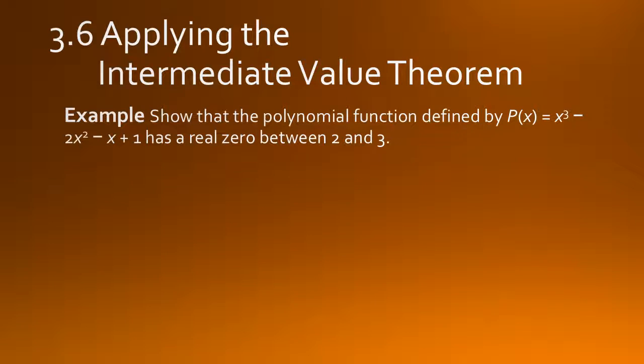And here's an application of that. We're going to show that the polynomial function defined by x cubed minus 2x squared minus x plus 1 has a real zero between 2 and 3. All you're going to do is put 2 into this function and then 3 and get an answer for each. Why don't you pause the recording and try that and then resume the recording and I'll show you what we do with these numbers.